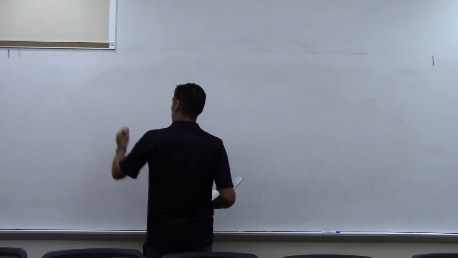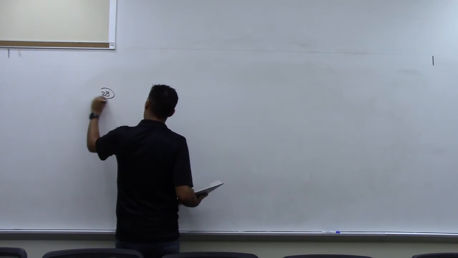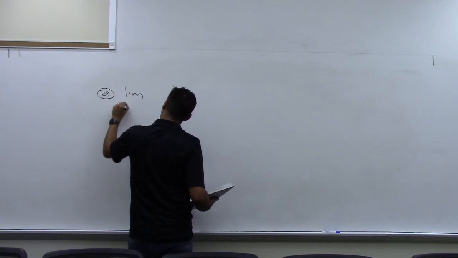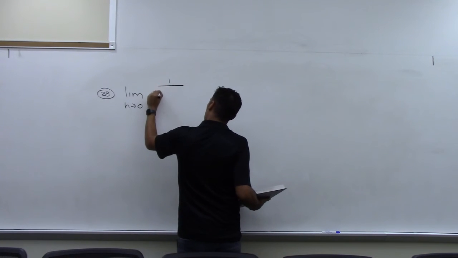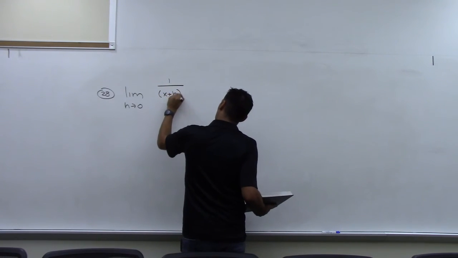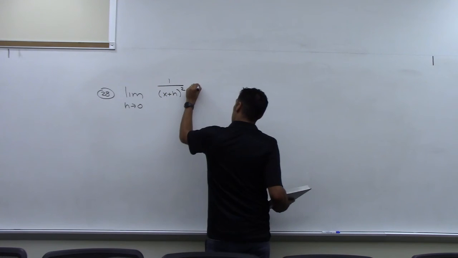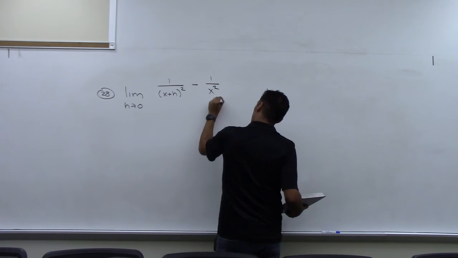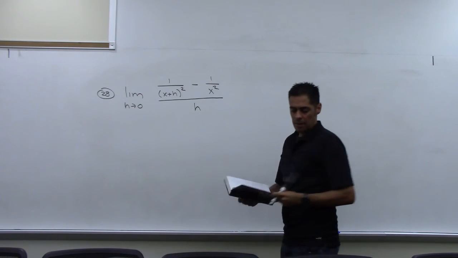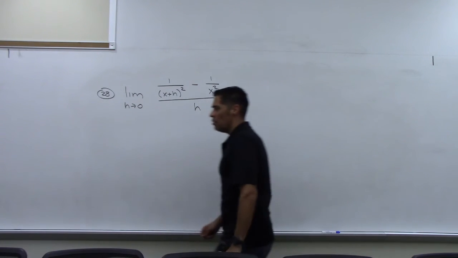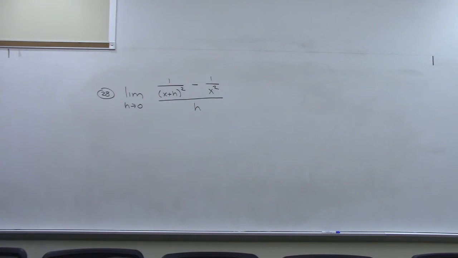Let's look at 28. 28 is a really, really good problem. Limit as h goes to 0 of 1 over (x plus h) squared minus 1 over x squared, all over h. Now pay attention here. The thing that's going to 0 is h. X is just another variable in our problem. So let's talk about what happens when h goes to 0.